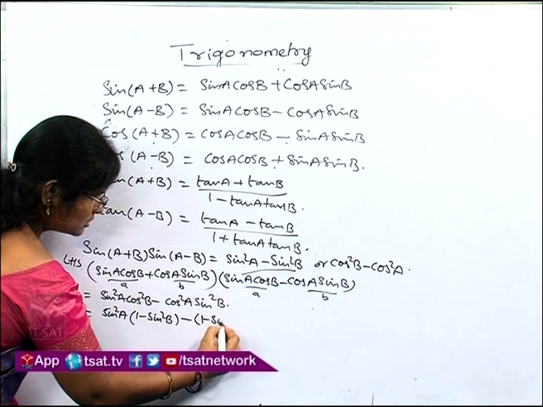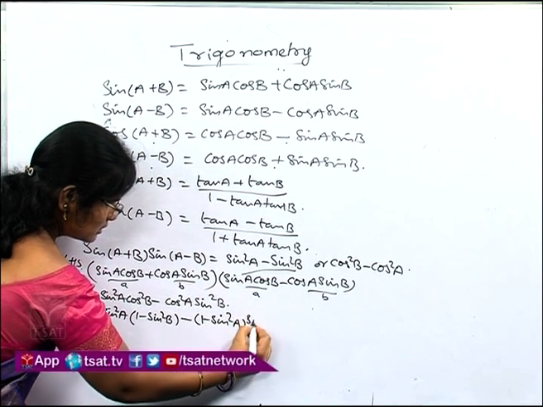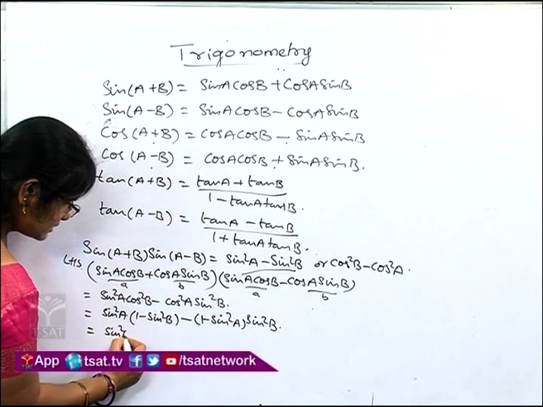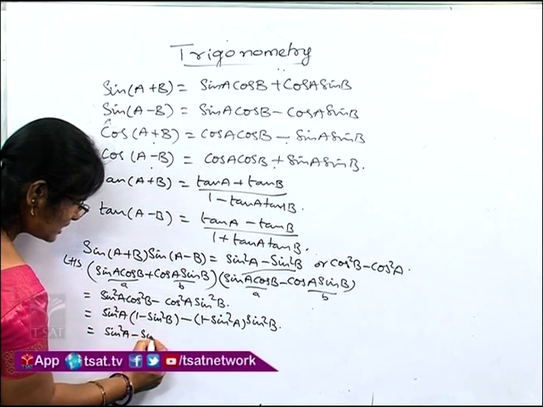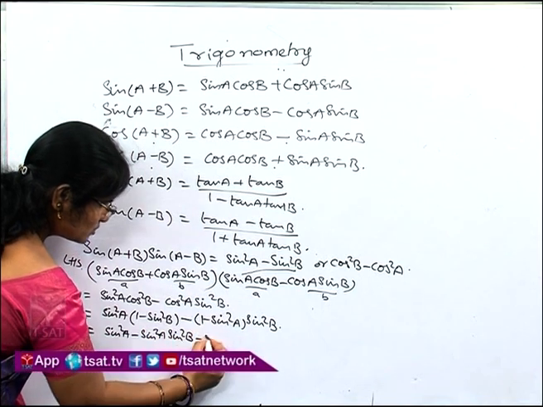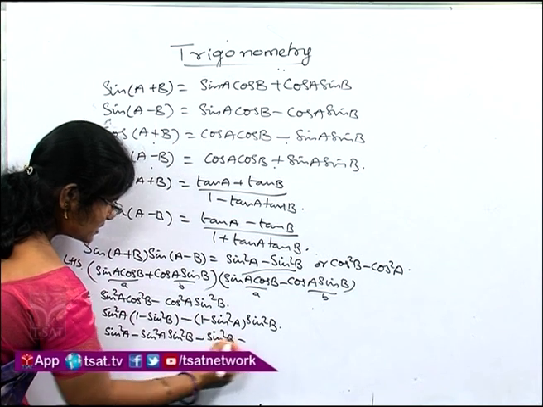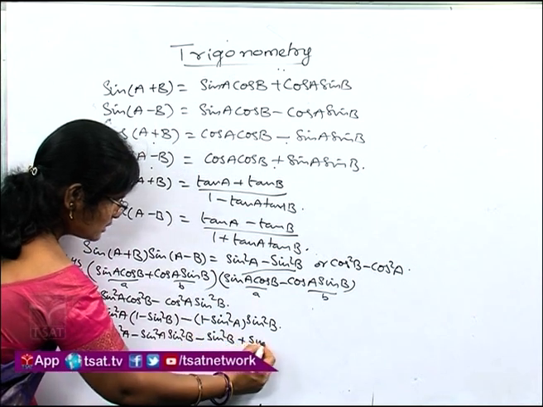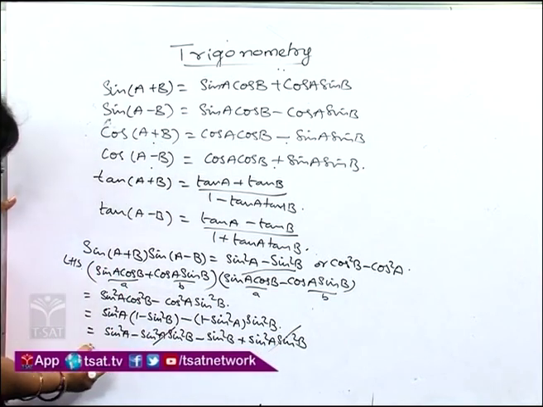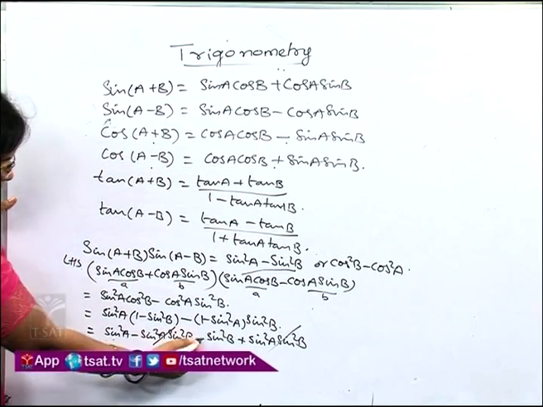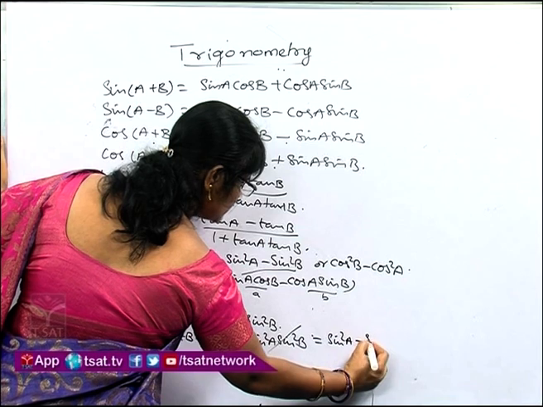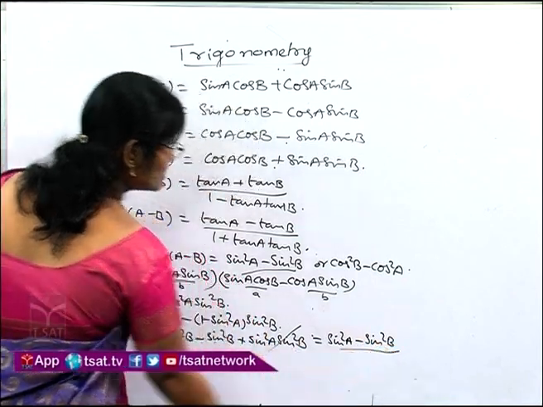Similarly, here also, if you multiply, children, sin square a into 1 is sin square a, minus sin square a into sin square b, minus 1 into sin square b is sin square b, minus sin square b, minus into minus plus sin square a into sin square b. So, this term will get cancelled. Now, what is remaining, children? Sin square a minus sin square b. So, which is a formula.